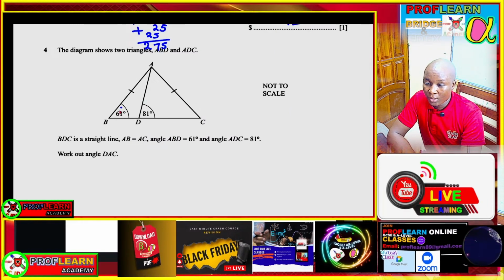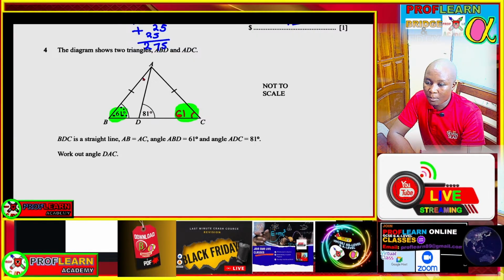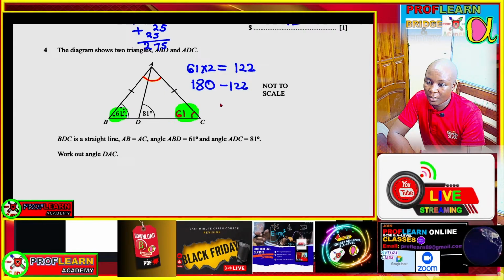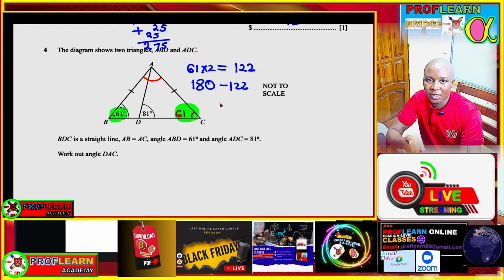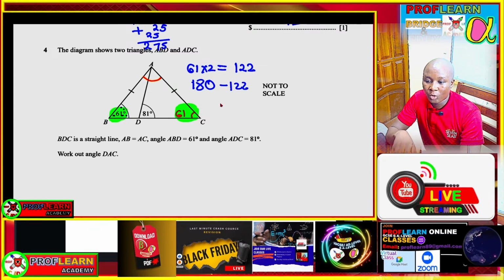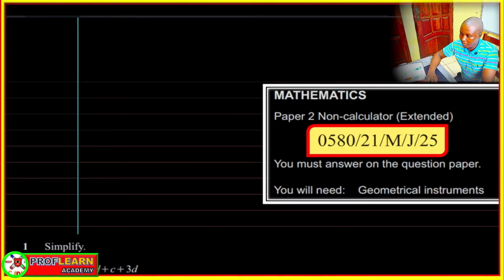And then in this question, we are told that triangle ABC is an isosceles triangle, meaning the base angles are equal. So this angle and this angle are 61. Then we can find the angle at the top, BAC, because the base angles are the same. So we say 61 plus 61, which will be 122. Then 180 minus 122 will give us angle BAC. If we work it out, we get 50. The whole of this angle is 50. But in this particular question, we were asked angle DAC.